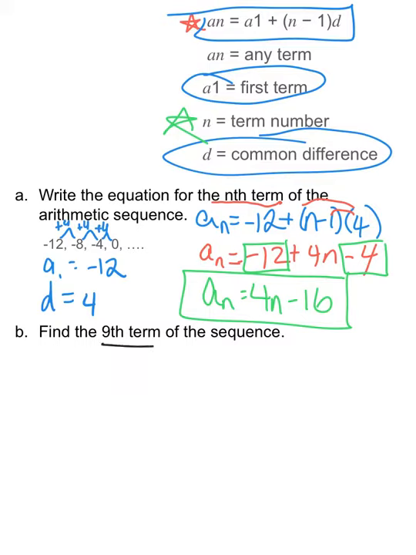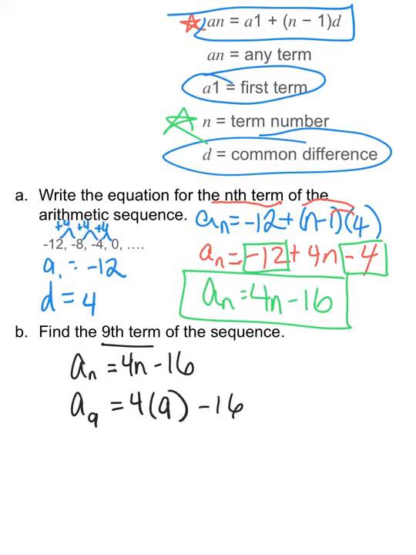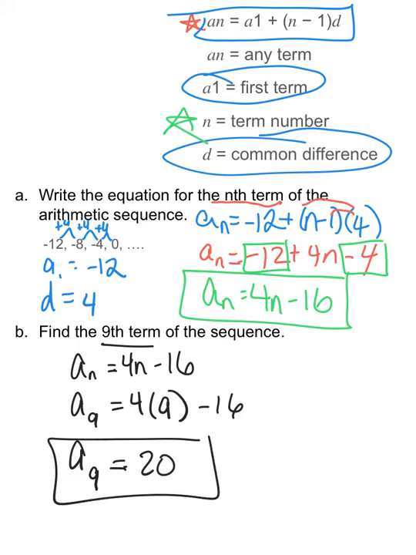So I can use my equation. I'm going to bring it down. a sub n equals 4n minus 16. And I want to find the 9th term. So a sub 9 equals, instead of 4 times n, I'm doing 4 times 9, because n is my term number, minus 16. Then I'm going to plug that in my handy dandy calculator and evaluate and get a sub 9 equals 20. So what that means is my 9th term of the sequence is 20.